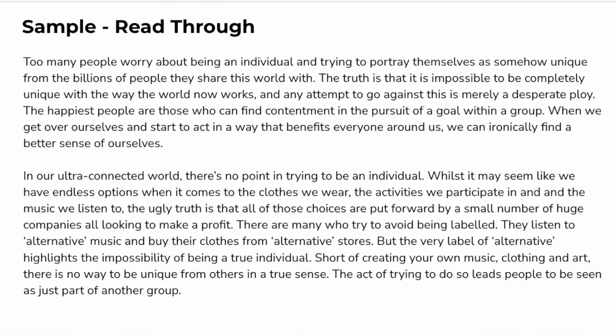Too many people worry about being an individual and trying to portray themselves as somehow unique from the billions of people they share this world with. The truth is that it is impossible to be completely unique with the way the world now works, and any attempt to go against this is merely a desperate ploy. So in the very first two sentences, anyone reading this piece is left in no doubt as to what my point of view is. It's stated exceptionally clearly in these opening sentences.